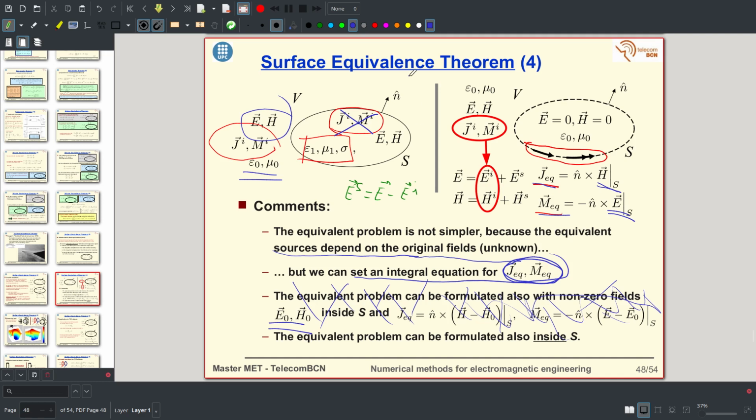And also, if we have a dielectric object, normally we need to compute the fields outside the object, but also inside the object. And in this case, we have to make two formulations of the surface equivalence theorem. One formulation to compute the fields outside S, which I have already shown you, and also a similar formulation to compute the fields inside S.